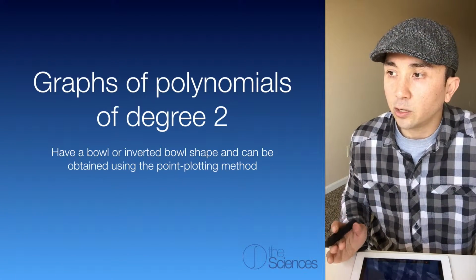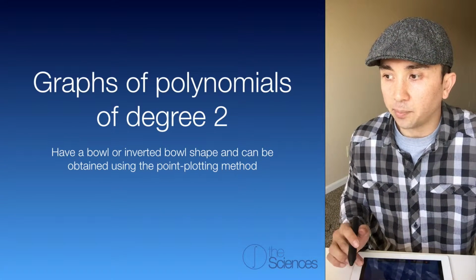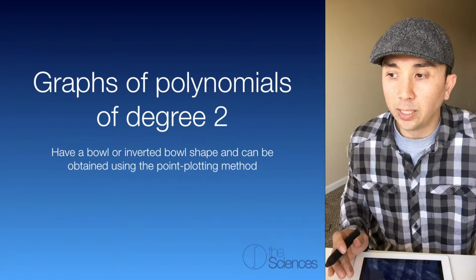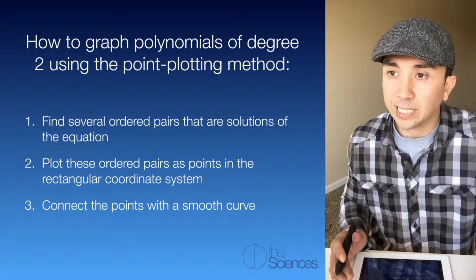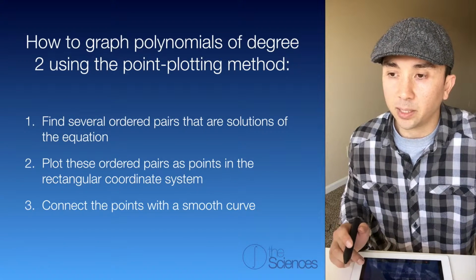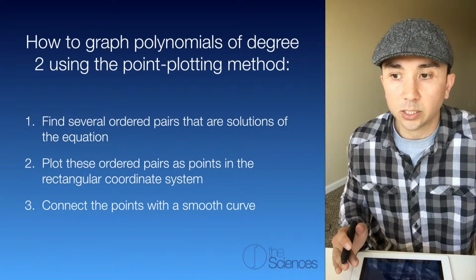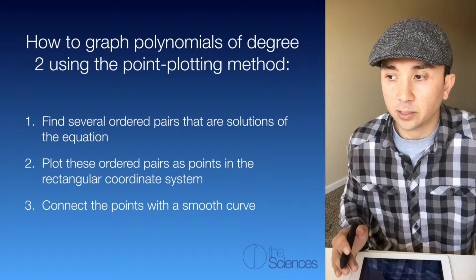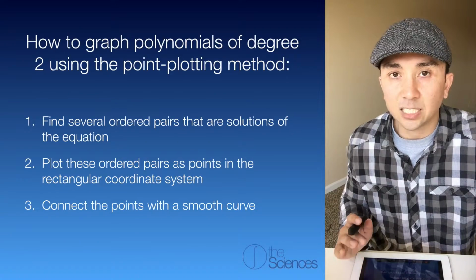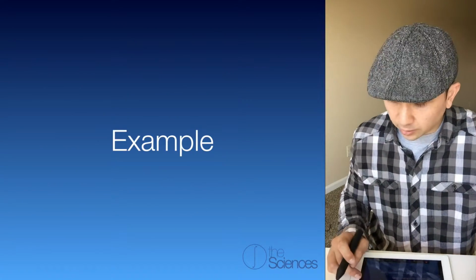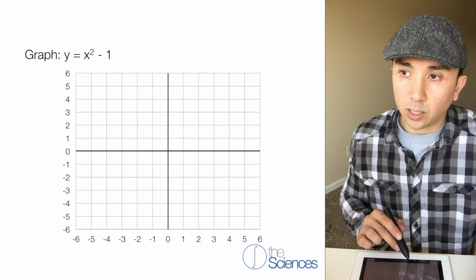Now, the graphs of polynomials of degree 2 have a bowl or inverted bowl shape and can be obtained using the point plotting method. So here's how to graph polynomials of degree 2 using the point plotting method. First, you're going to find several ordered pairs that are solutions of the equation. You're going to plot these ordered pairs as points in the rectangular coordinate system, and then you're going to connect the points with a smooth curve. So let's do an example. Let's graph y equals x squared minus 1.